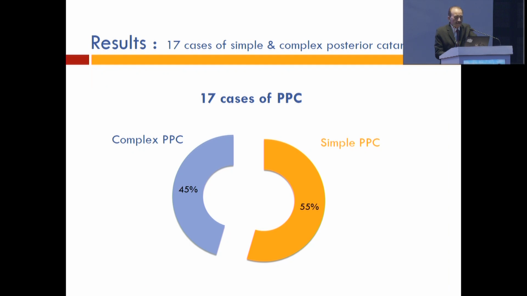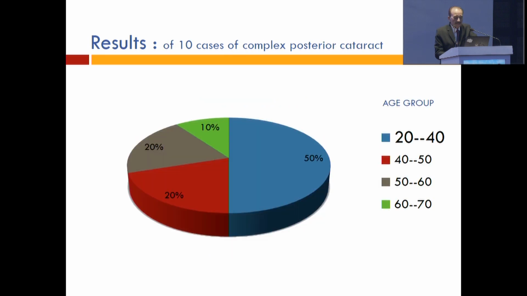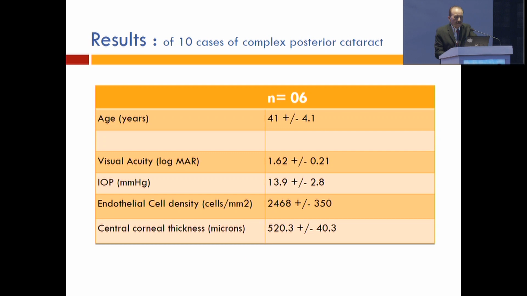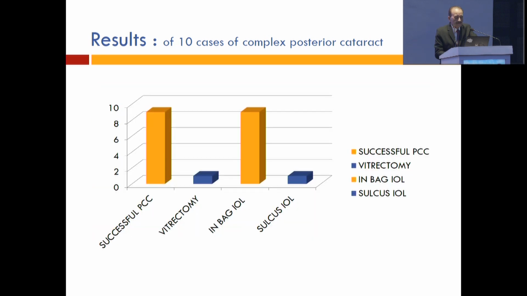So in 17 cases, the complex posterior polar cataract were 45% in our study. Most of the cases were between 20 to 40 years of age. This was their data. And what we have seen is out of the 10 cases, in 9 cases we could make a successful PCCC. The vitrectomy was required only in 1 case. In the bag IOL was put in all the cases except one case.